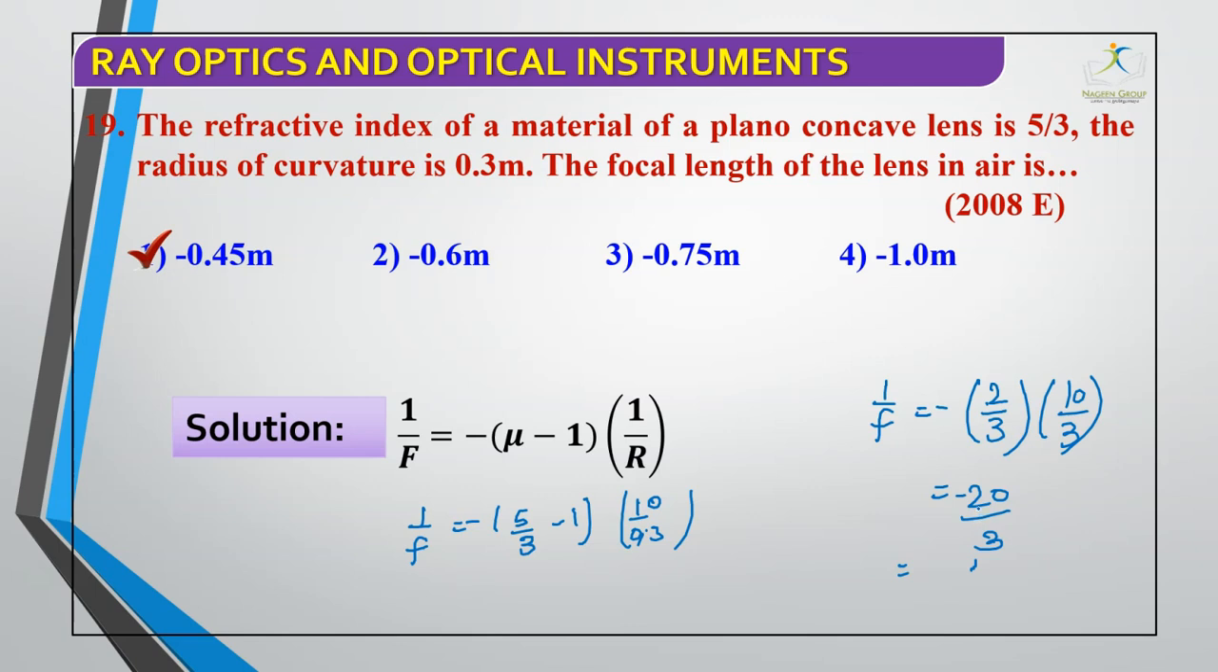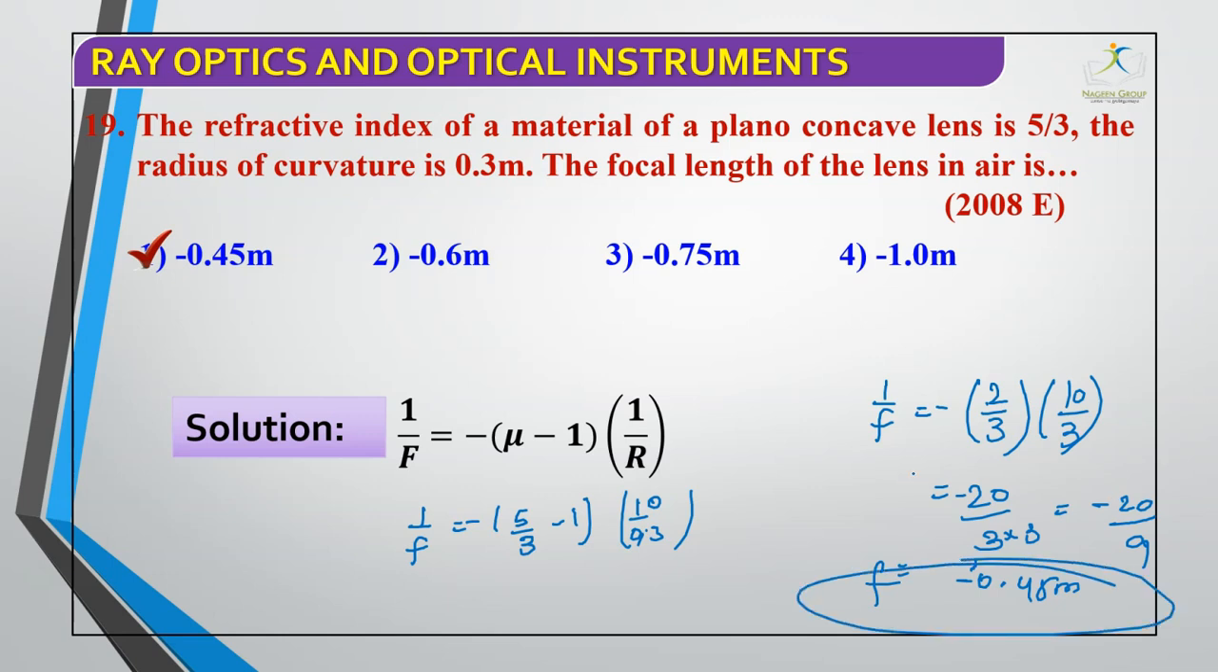So the material of the plano-concave lens is given as 5 by 3, that I did, minus 1 by r, which is 10 by 3. 2 by 3, and this comes 10 by 3 again, right, 3 3s are 9, that I missed. So minus 20 by 9 this comes. And after the solution, you get the value of 0.45 meter. This is the value of f actually.